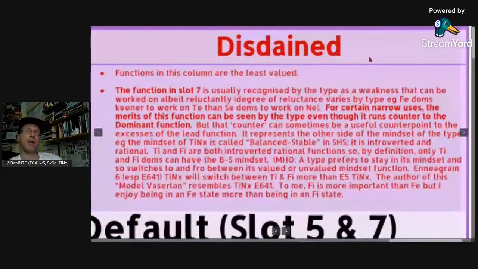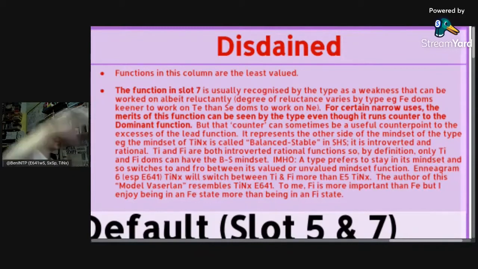Functions in this column are the least valued. The function in slot 7, that's the one we're on today, is usually recognized by the type as a weakness that can be worked on, albeit reluctantly. Degree of reluctance varies by type, e.g. FE DOMs keener to work on TE than SE DOMs to work on NE. That's because the FE DOM might work on TE for FE reasons. So it's like, oh, right, we're at work. We've got to get our business heads on. Business heads, especially for ESFJ, it's the responsible thing to do to get into the TE mode.